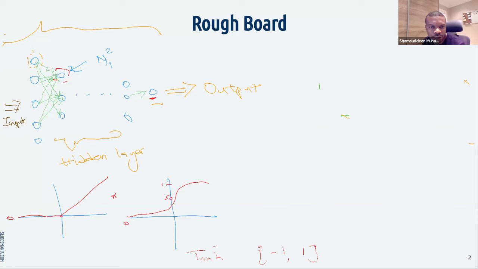I think there is a comment by Fatima. Look at the hidden and output neuron. But if it's a question, please let me know. Okay, nice, thanks. There is some message from Fatima. If it's a question, let me know. I don't really understand if it's a question or a comment, just let me know, please.